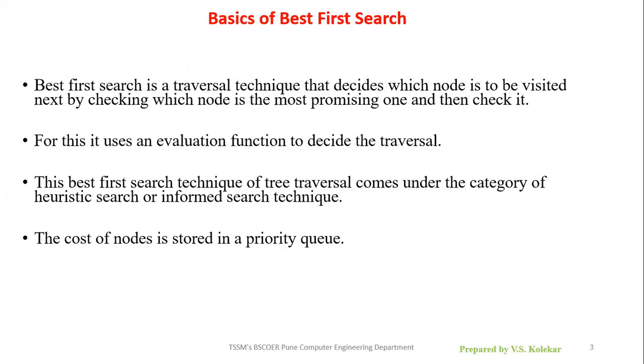Basics of best first search. Best first search traversal is a traversal technique that decides which node is to be visited next by checking which node is the most promising one and then checking it. For this, it uses an evaluation method to decide the traversal. This best first search technique of tree traversal comes under the category of heuristic search or informed search technique. The cost of nodes is stored in a priority queue. That means for the implementation of best first search, we have to implement the priority queue concept of data structure.